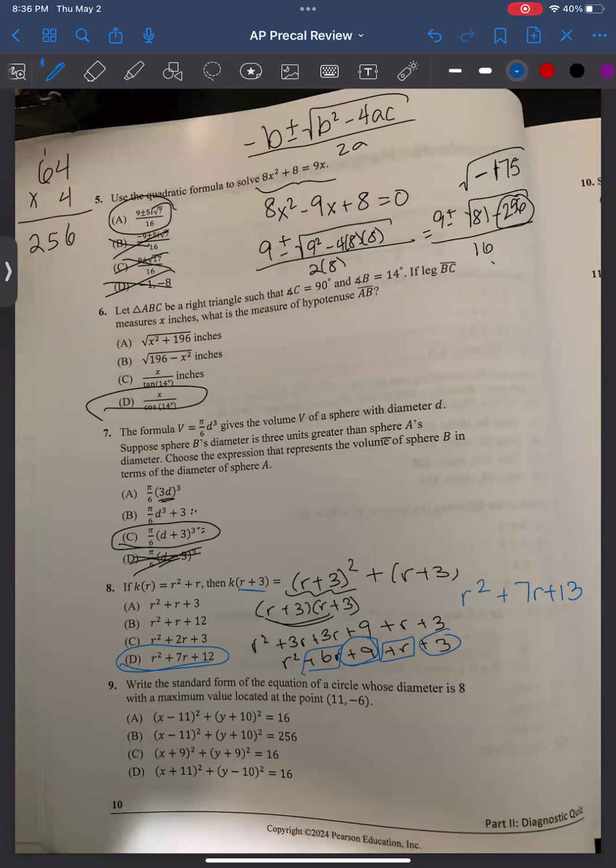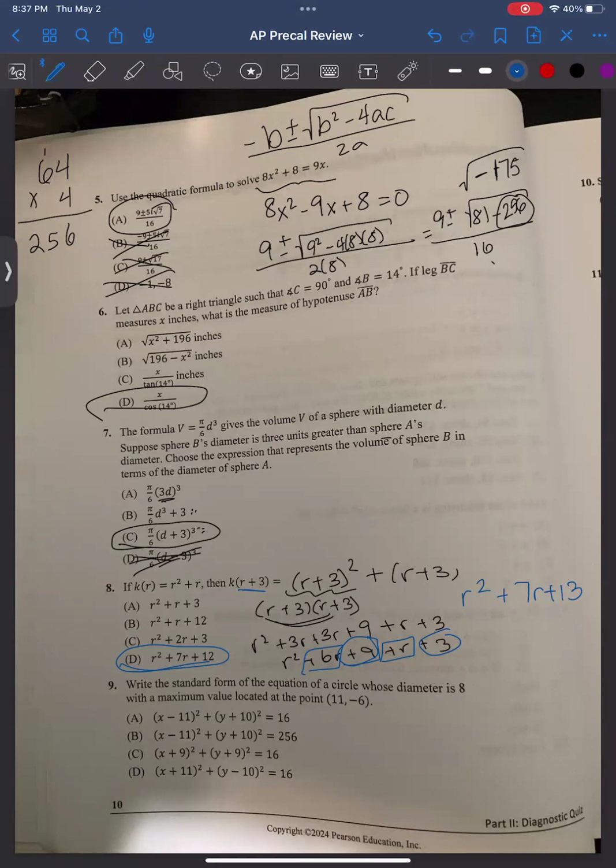Do we want to skip 9 for now? Wait, no. Can you just at least say, on a circle with a diameter drawn, where would the maximum point be? Maximum value located at the point 11 comma negative 6. Oh, wait. Oh, never mind. Do you have to draw it on a grid or something?